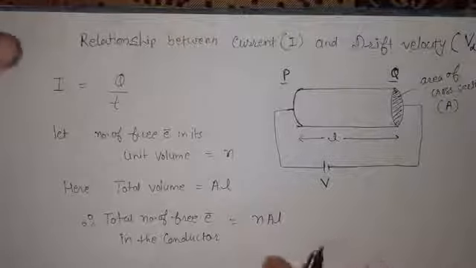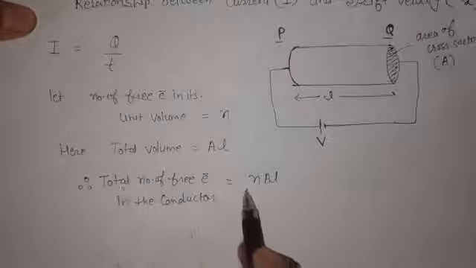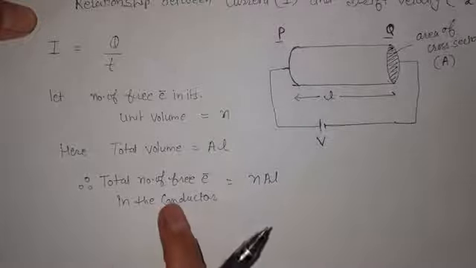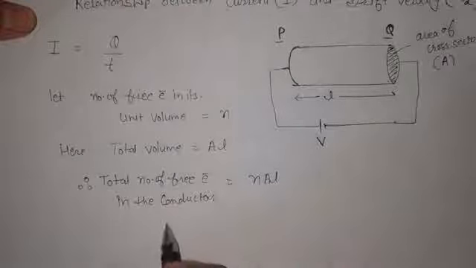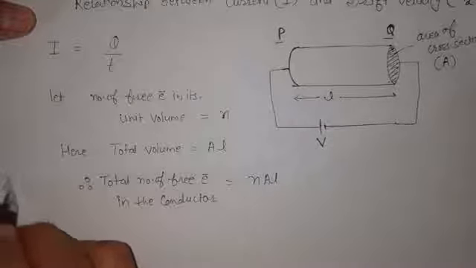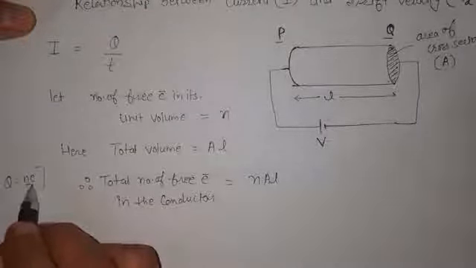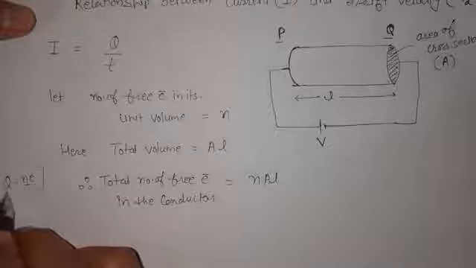This is the total number of electrons. Now, how much is the charge carried by this total number of electrons? From the quantization condition we know that Q equals ne, the number of electrons multiplied by the basic charge gives the total charge.